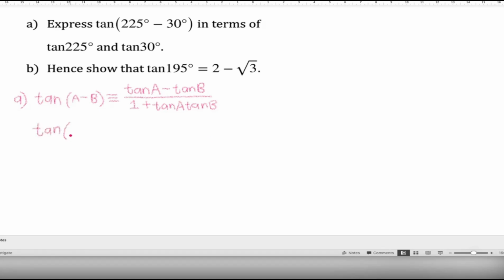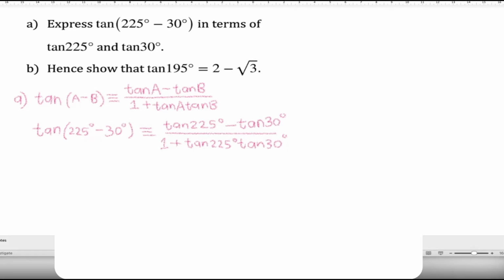The tangent of 225 degrees minus 30 degrees will be identically equal to tangent of A, in this case, A is 225 degrees, minus the tangent of B, now in this case B is equal to 30 degrees, divided by 1 plus tangent of A multiplied by tangent of B. So it's going to be 1 plus the tangent of 225 degrees multiplied by the tangent of 30 degrees. Okay, so this is fairly easy. And now we have to move on to question B.